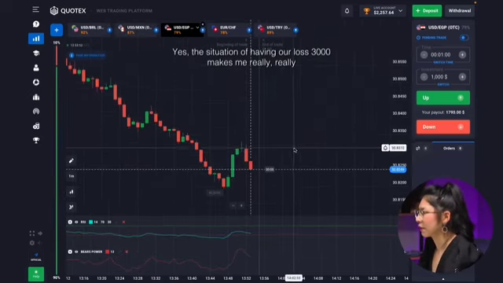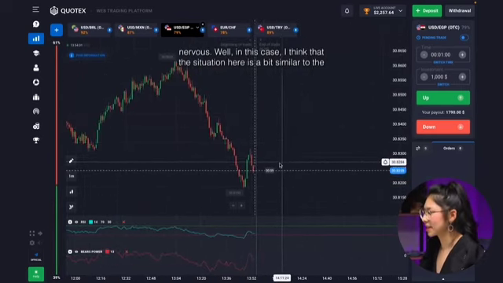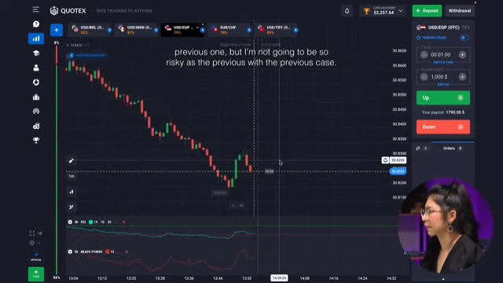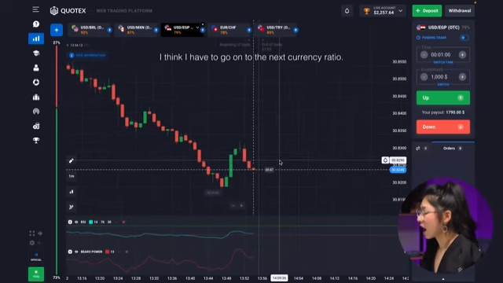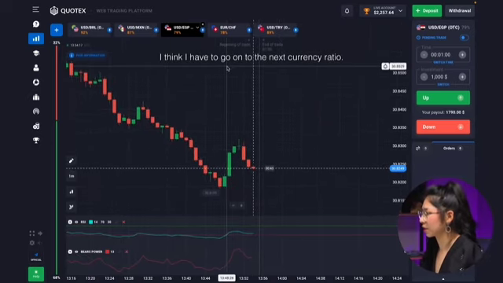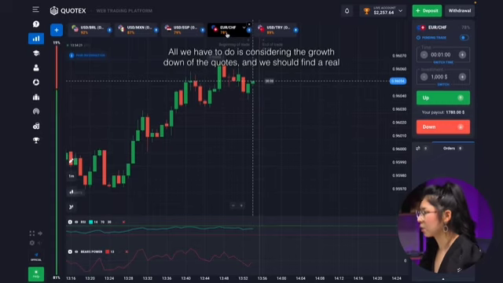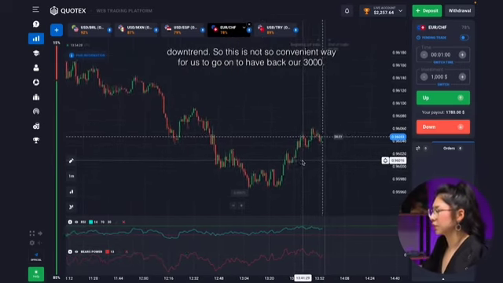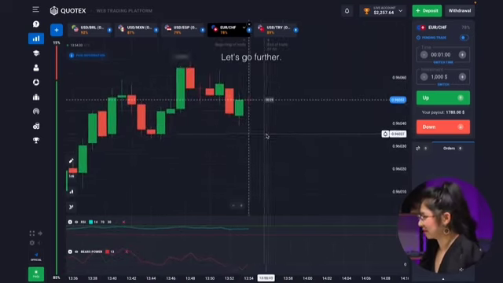So the situation of having now lost $3,000 makes me really nervous. In this case, I think that the situation here is a bit similar to the previous one, but I'm not going to be so risky as with the previous case. I think I have to go to the next currency ratio. Okay, all we have to do is consider the graph, and we should find a real downtrend. It is not so convenient a way for us to get back our $3,000. Let's go further.